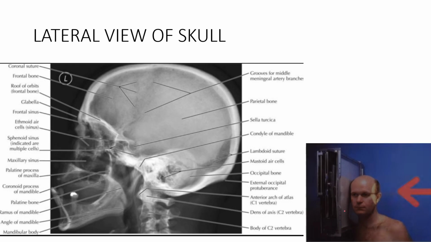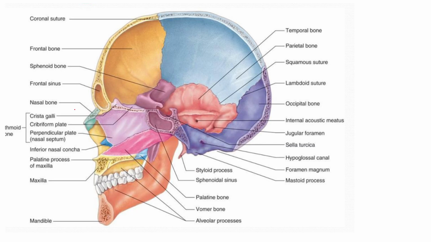Now in the lateral view of skull, you see the rays are coming from the lateral side and the film is on the other side of the patient. So the patient is in between the ray and the film. So in lateral view, before we check it, we can see it here.